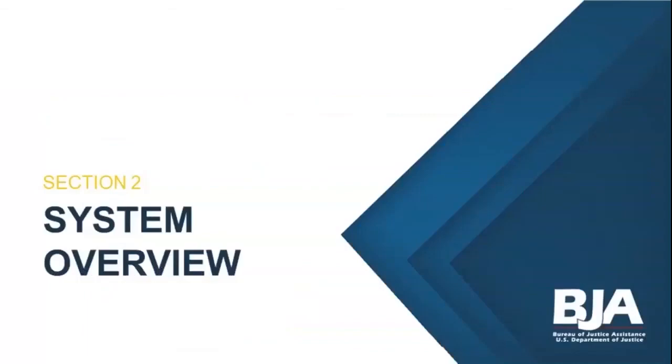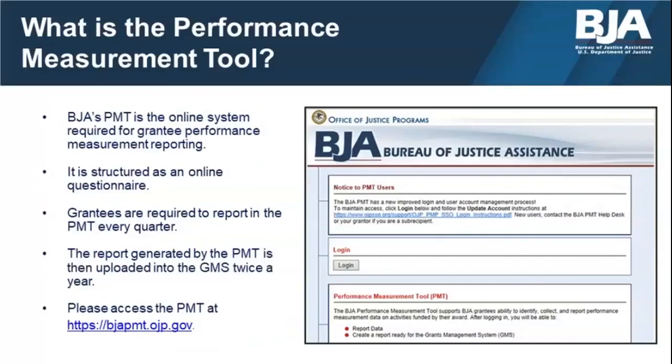Good. Now moving on to the functions of the performance measurement tool. So what exactly is the PMT? The performance measurement tool is the online data collection tool for the Office of Justice Programs grant recipients. It's structured as an online questionnaire and is available year-round. The PMT contains lots of information and tools to assist you in your reporting, so let's take a look.